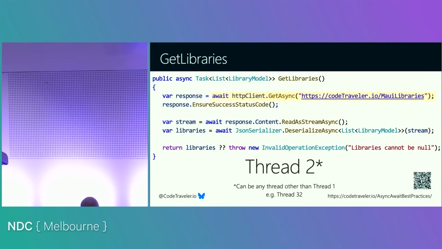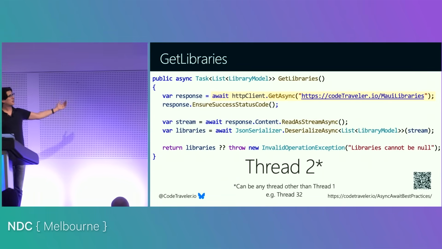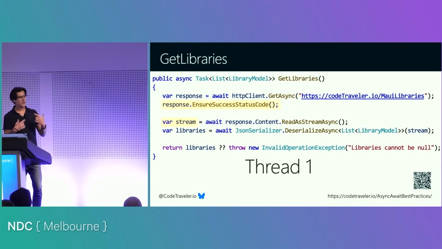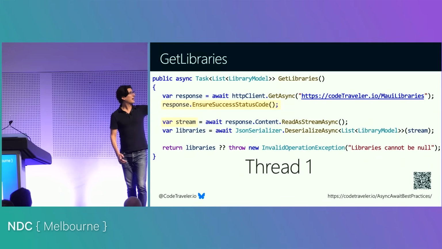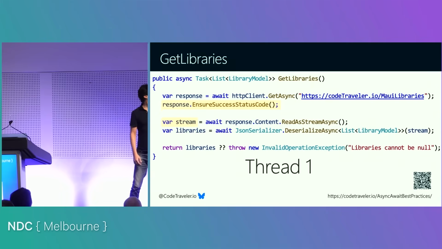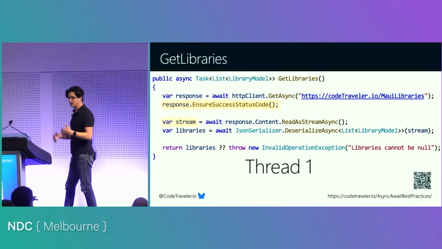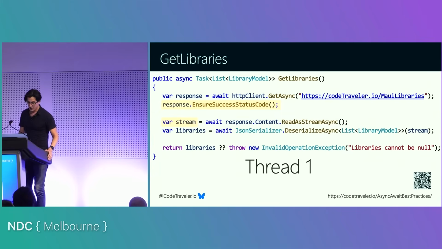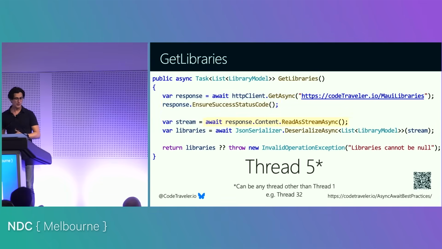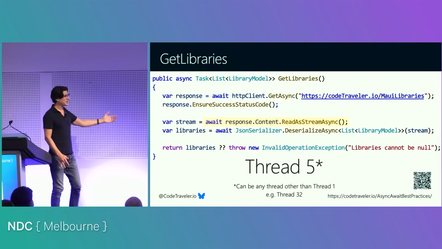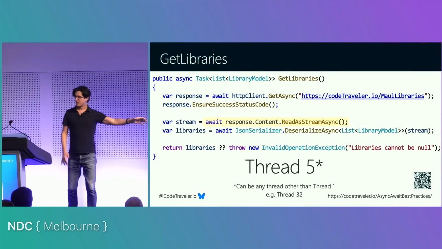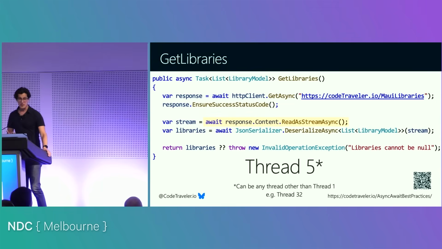Now, what happens when getAsync is done, we return back to the calling thread for the next line of code. So thread 1 jumps back in here and makes sure that we have a successful response code, and then initializes this variable stream. And then, just like last time, it hits this await keyword. Thread 1 returns, and we run this on a background thread again. We'll call this thread 5. Again, this can be any thread from the thread pool.